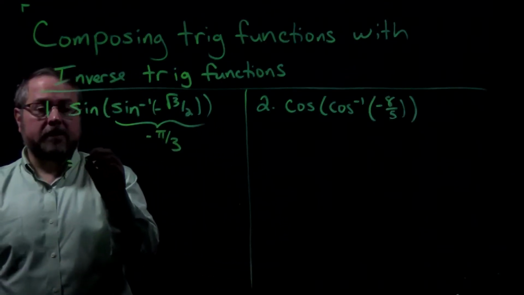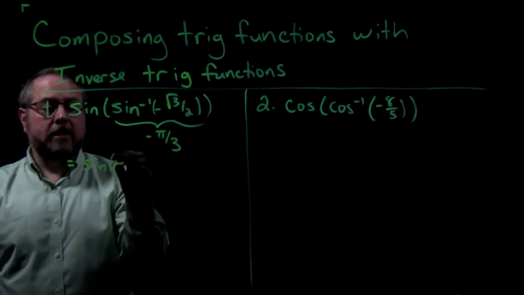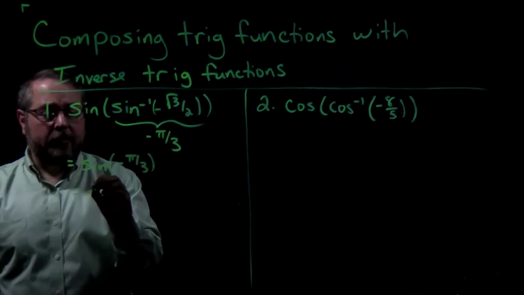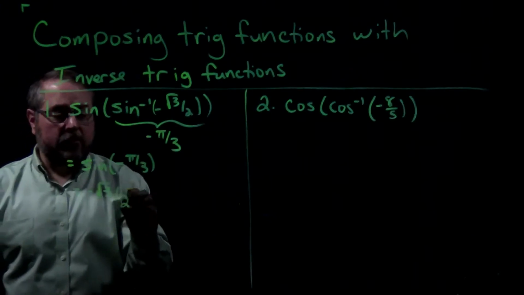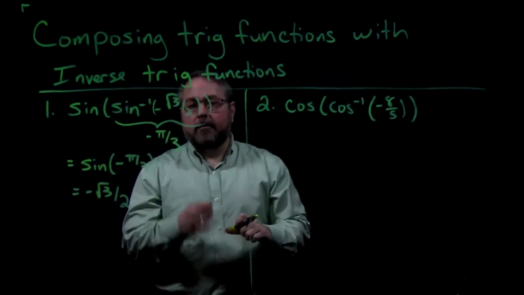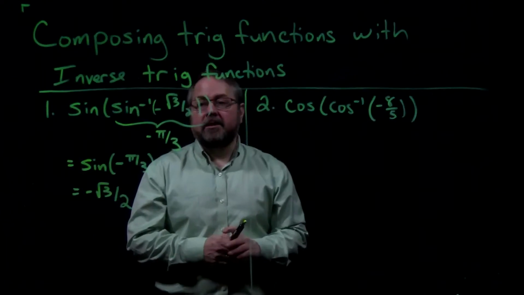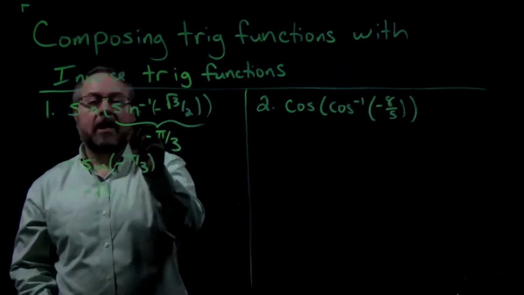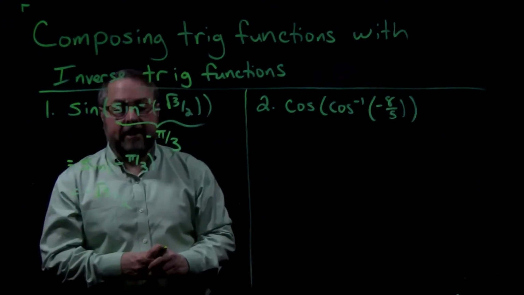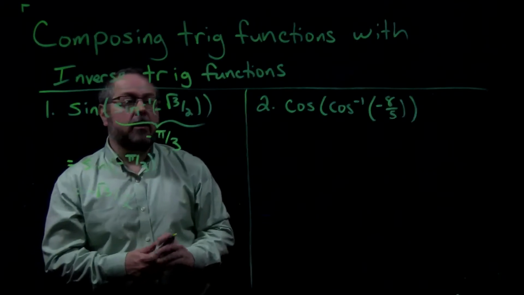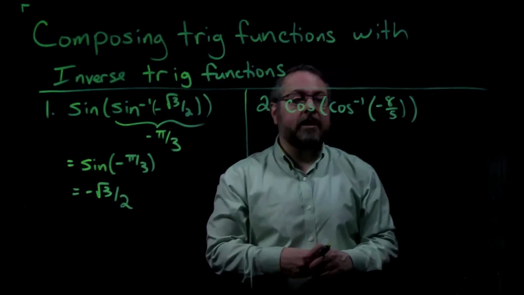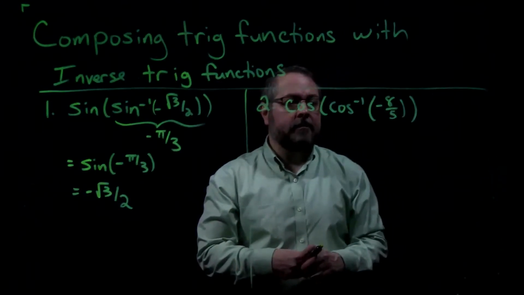So this becomes the sine of negative pi over 3, which is itself negative square root of 3 over 2. Note in this case we could almost think about the sine and the inverse sine as canceling each other out, and we'd be left with negative square root of 3 over 2. Now let's move over to this problem. We're trying to find the cosine of the inverse cosine of negative 8 over 5.